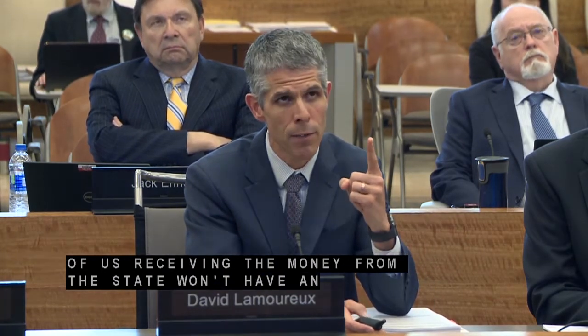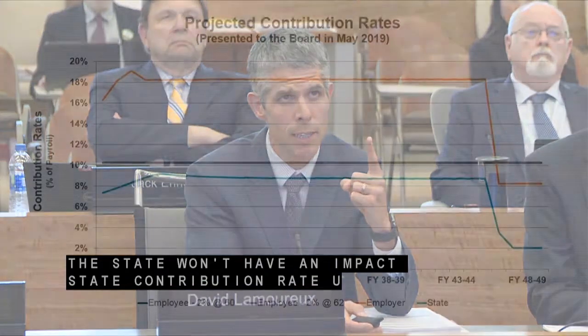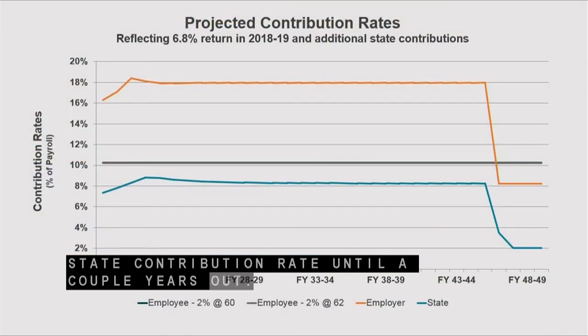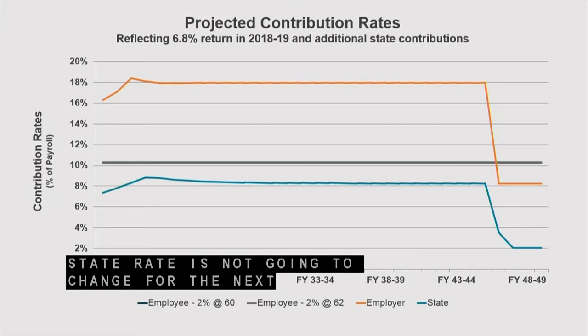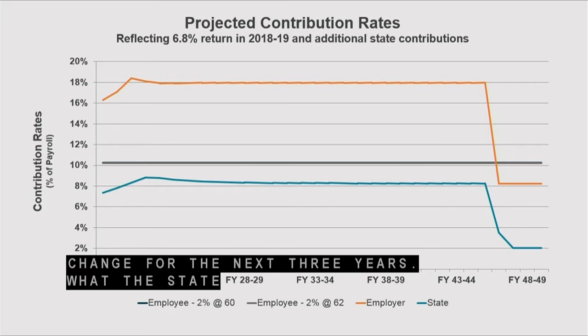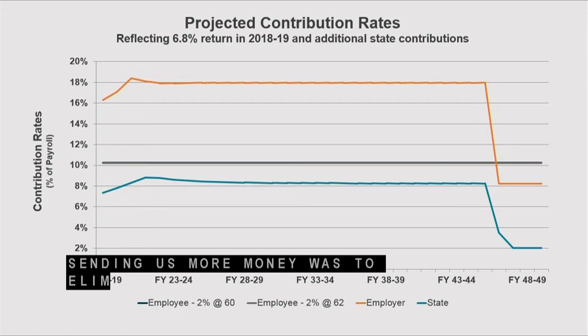Because if you look on the left side here, the state rate is not going to change for the next 3 years. So what the state really did by sending us more money was to eliminate the need for an increase in the state rate 4 years from now. So that's sort of what it did.